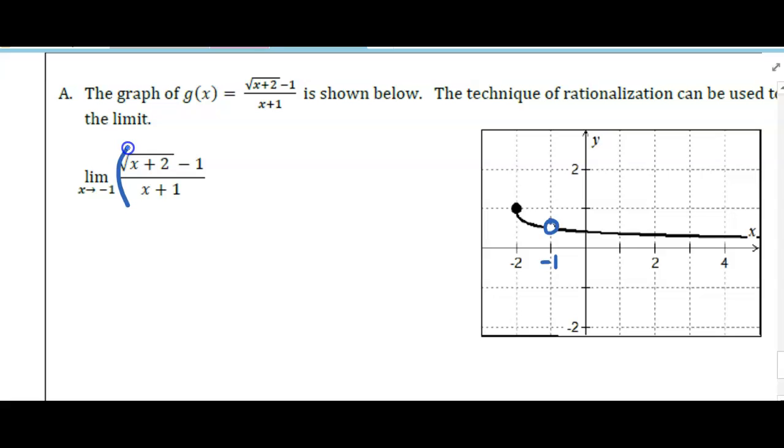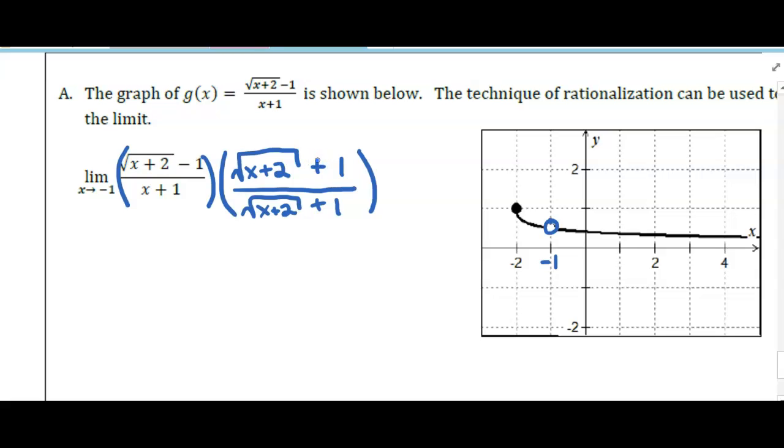If I multiply this by my conjugate, I'm going to have x times the square root of x plus 2 plus 1 over the square root of x plus 2 plus 1. And something that I notice is going to happen is I'll have the limit as x approaches -1 of, again, when I'm multiplying by the conjugate, my first term, square root of x plus 2 times square root of x plus 2, is just going to be x plus 2. My middle terms are going to cancel out, so I'm only needing to focus on my last terms now. -1 times +1 is -1.